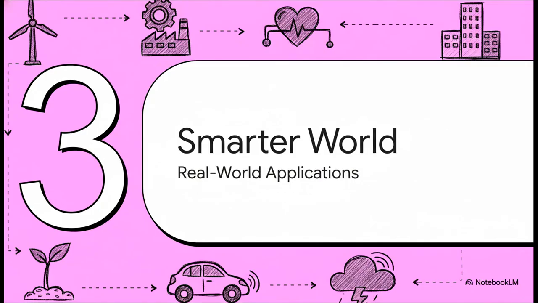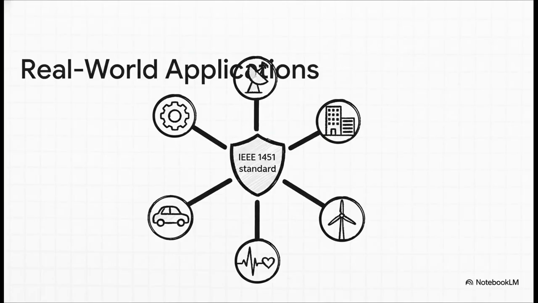Okay, so that's the how it works. Now let's get to the fun part, the so what. Where is this standard actually being used to make a difference out in the real world? Well, the applications are just incredibly diverse. We're seeing the standard pop up in everything from factory automation and smart buildings to really complex aerospace testing and even medical devices. Basically, anywhere you need reliable, interchangeable sensors, this standard has a major role to play.